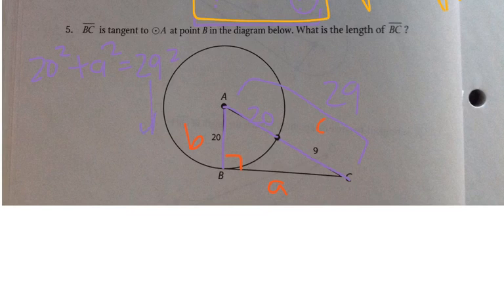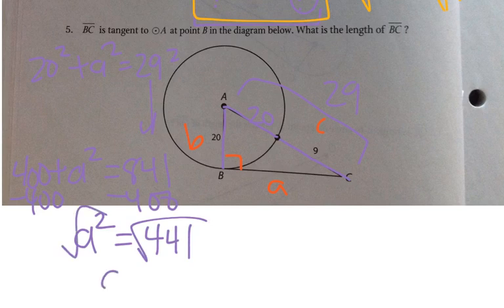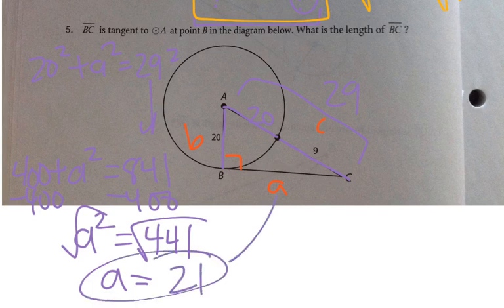So 29 squared is 841 equals A squared. 20 squared is 400. Subtract 400 from both sides. You get A squared equals 441. Take the square root of that, and side A would equal 21. So that's our length right there.